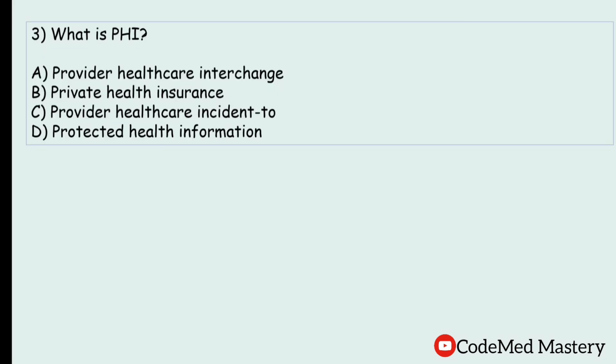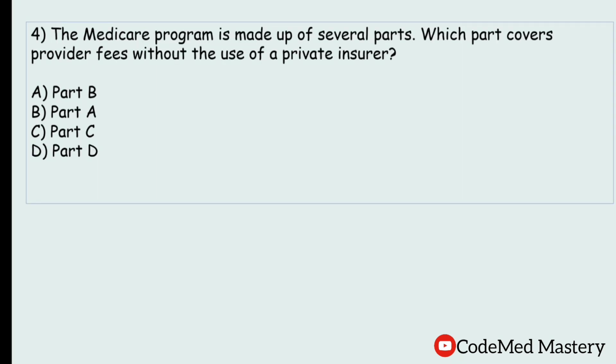Next question. What is PHI? The full form of PHI is Protected Health Information. Next question. The Medicare program is made up of several parts. Which part covers provider fees without the use of a private insurer? The correct answer is option A, Part B.